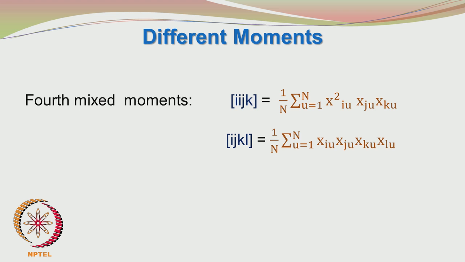So, you can also have ijkl, where all the elements within the brackets are different. So, they obviously refer to different columns, the ith column, jth column, kth column and lth column in the x matrix, and all the i, j, k and l are different from one another. Here we have the case of I squared jk, the elements again being different from each other and hence it is called a mixed moment.